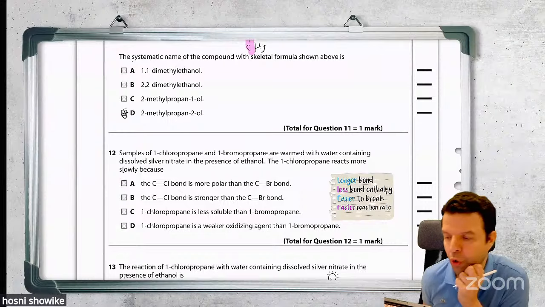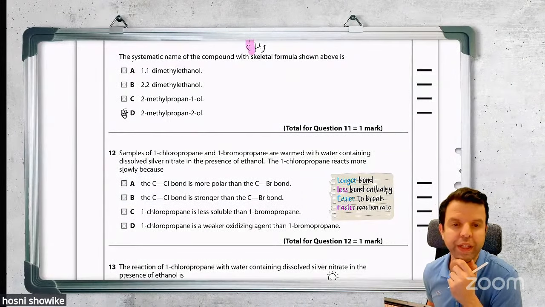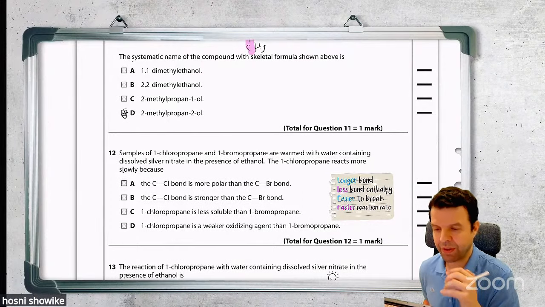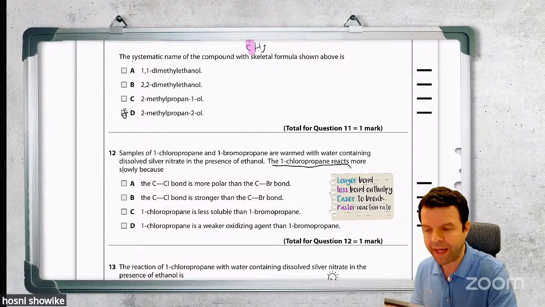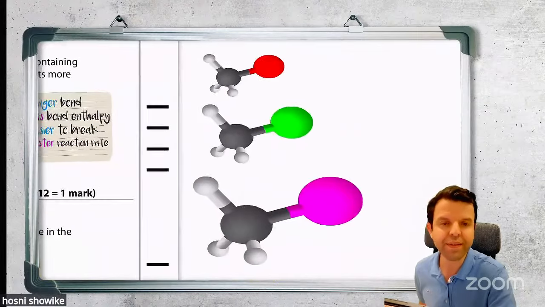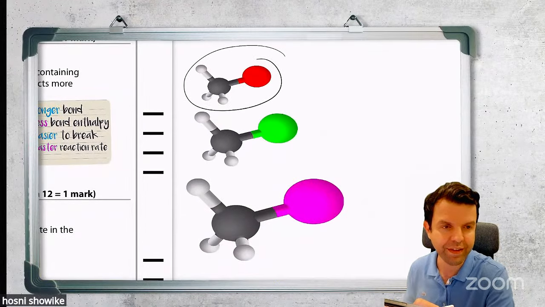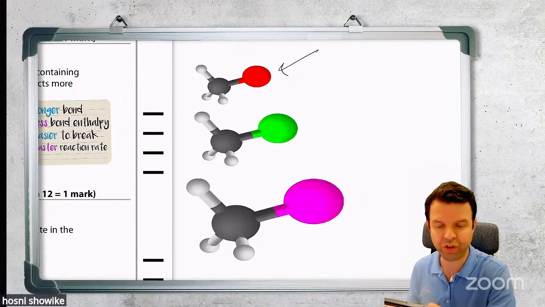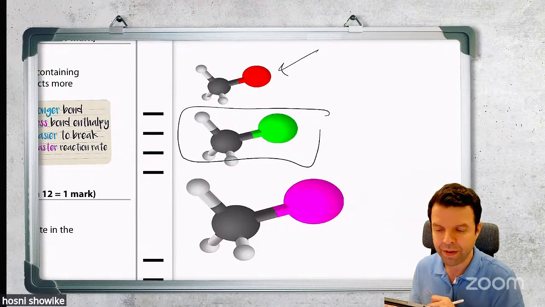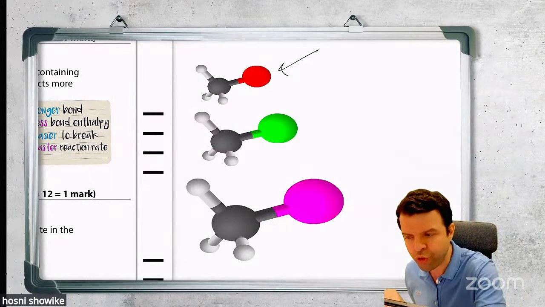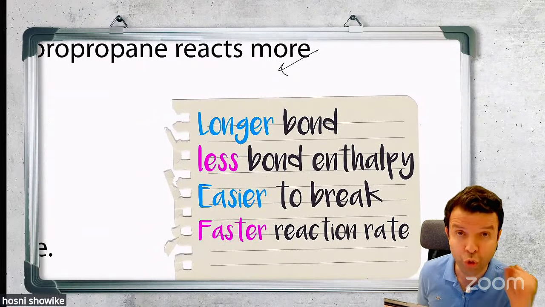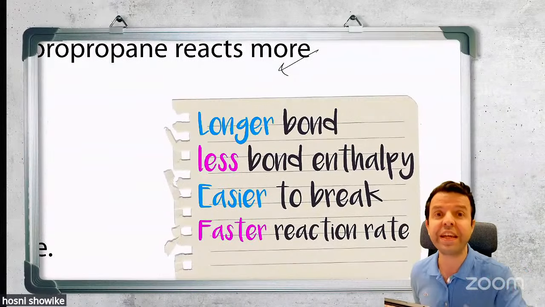We have samples of 1-chloropropane and 1-bromopropane that are warmed with water containing silver nitrate. They said the 1-chloropropane reacts more slowly than the bromopropane. So again, why is it that chloroalkanes are slow in their reaction, much slower than bromoalkanes or iodoalkanes? This has to do with what here? This has to do with the strength of the bond. If the bond is stronger, if the bond is shorter, it takes longer to react.